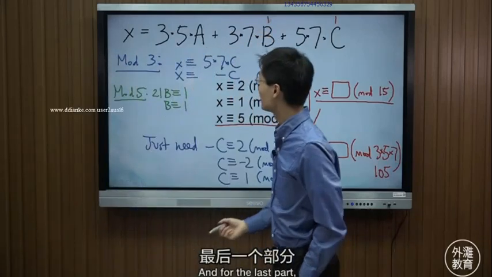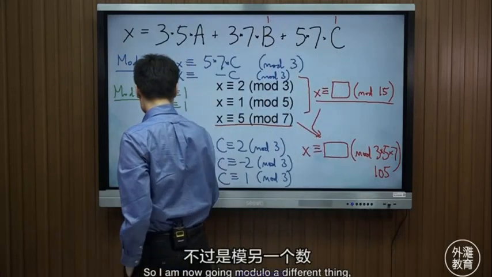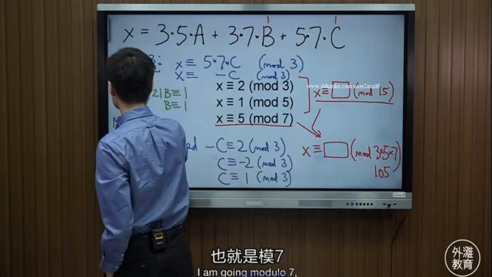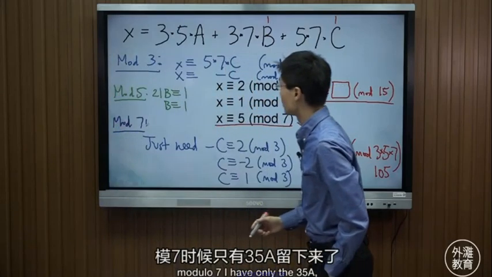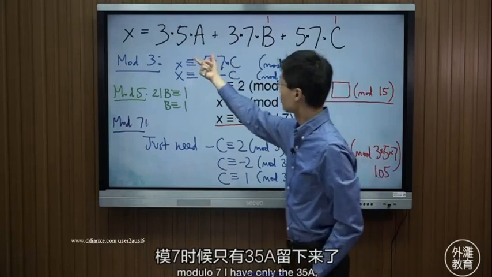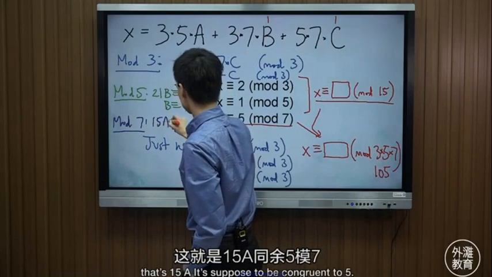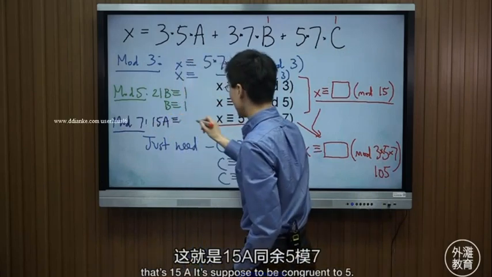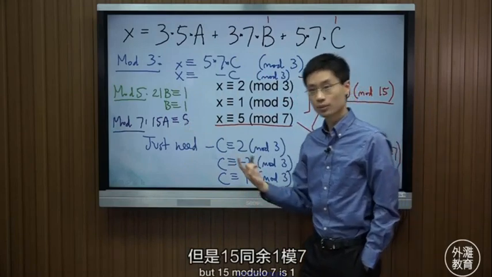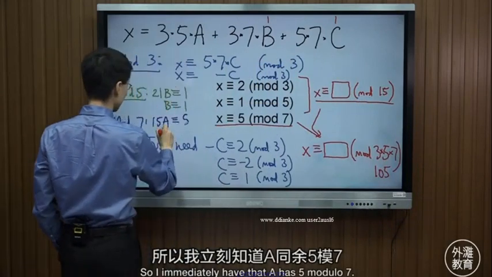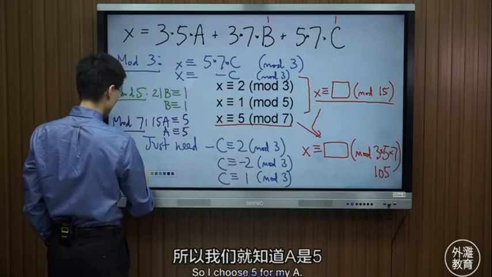And for the last part, I need to do 3, 5a. So I'm going now modulo a different thing. I'm going modulo 7. Modulo 7, I have only the 3, 5a. That's 15a is supposed to be congruent to 5. But 15 modulo 7 is 1. So I immediately have that a is congruent to 5 mod 7. So I should choose 5 for my a.